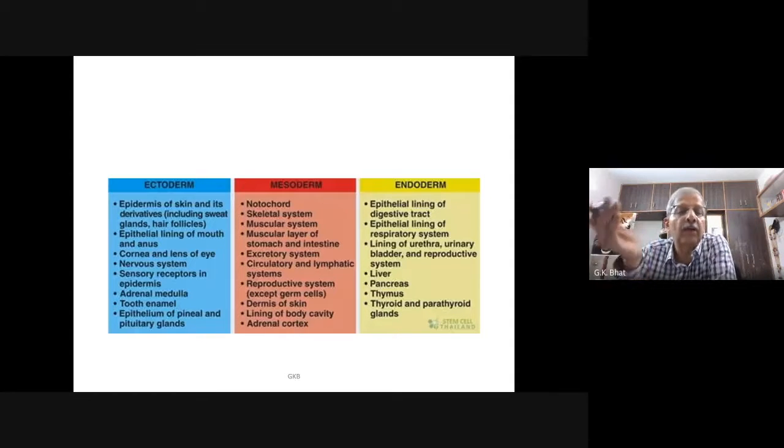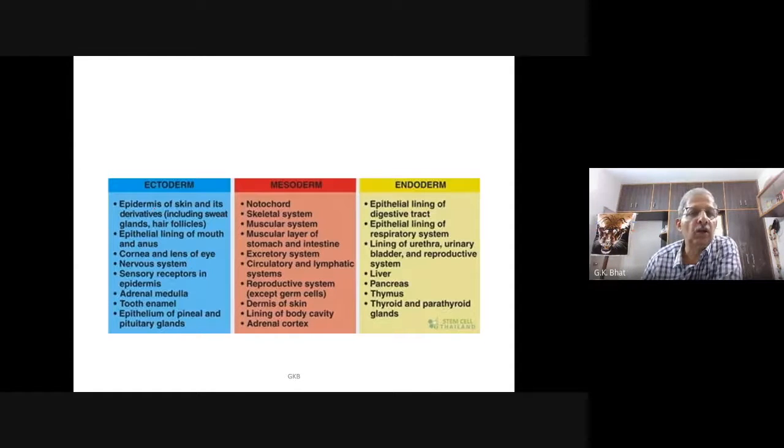First, you should know all the derivatives of ectoderm. Ectodermal derivatives are the structures which you see almost on the outer side of the body. Whatever is present on the outer side of the body, they are all ectodermal derivatives. Whatever is present deep inside the body, they are endodermal derivatives. Whatever is present in between, they are the mesodermal derivatives. Okay? Please listen to this very carefully. I am going to put a question in between. What are the ectodermal derivatives?